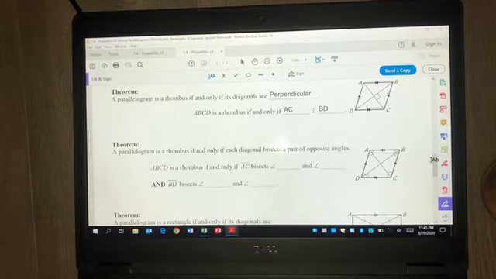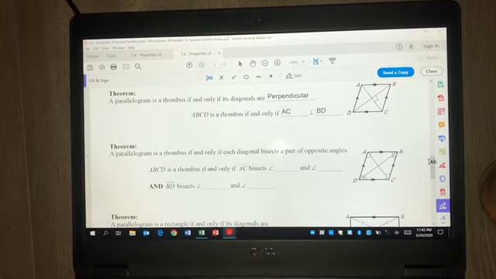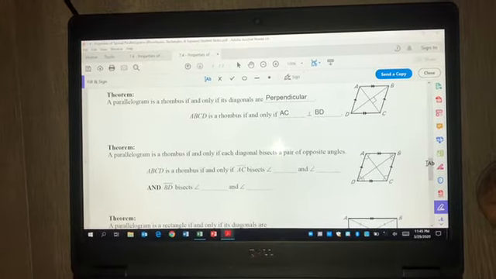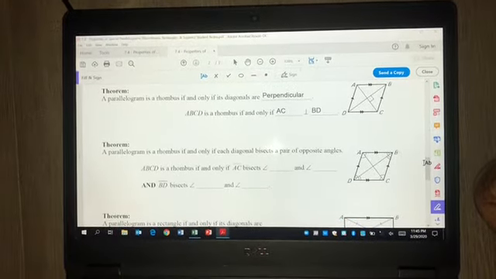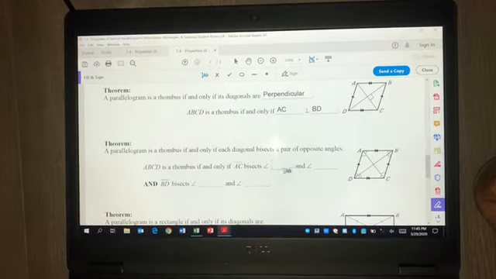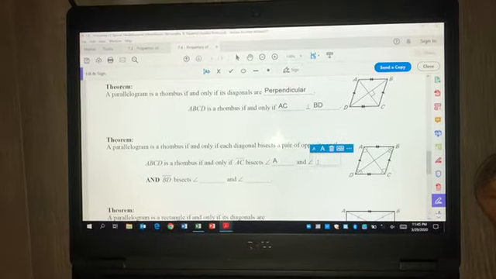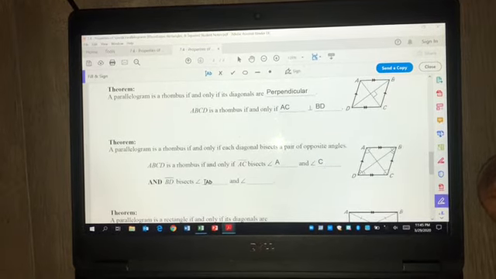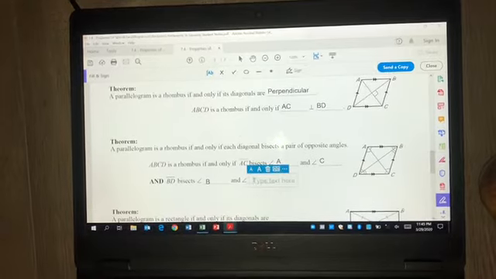Our next theorem: a parallelogram is a rhombus if and only if each diagonal bisects a pair of opposite angles. ABCD is a rhombus if and only if segment AC bisects angle A and angle C, and BD bisects angle B and angle D.